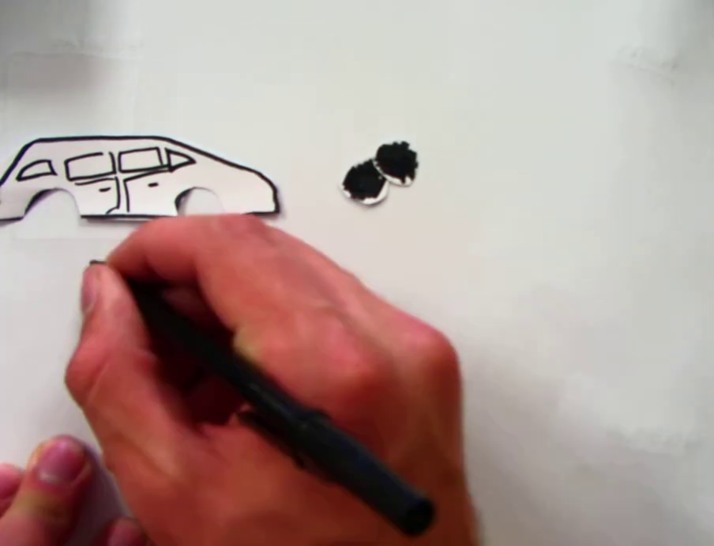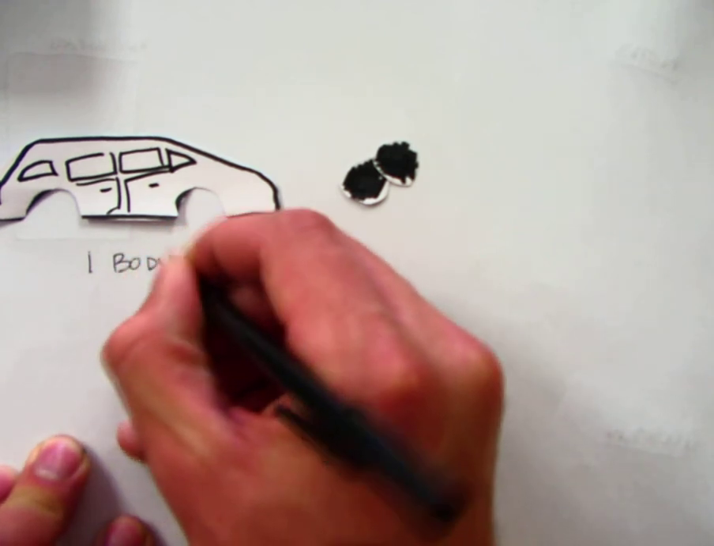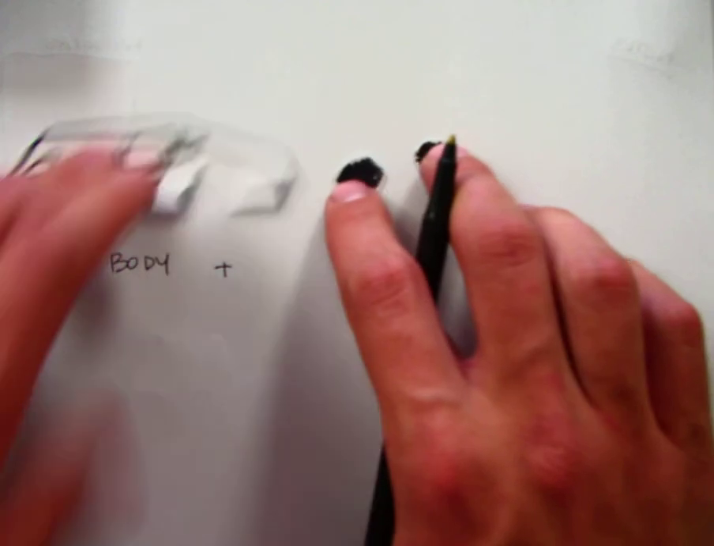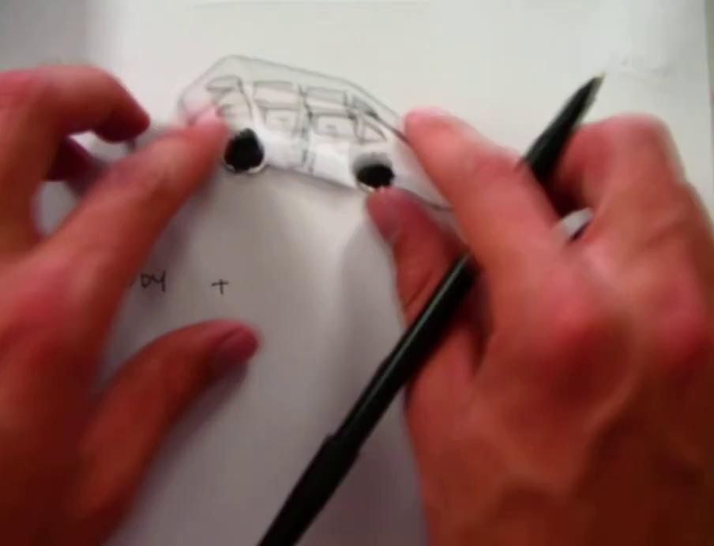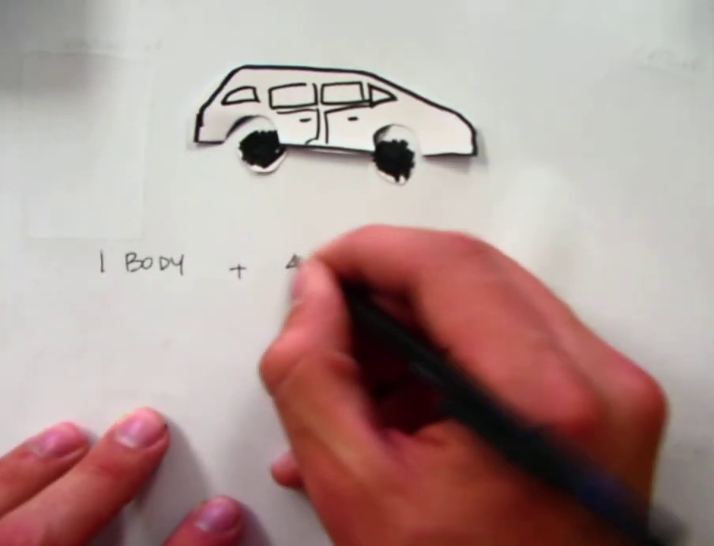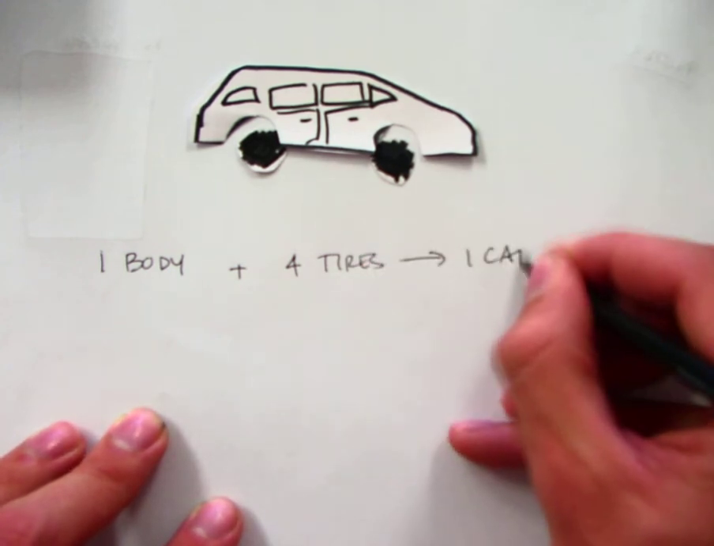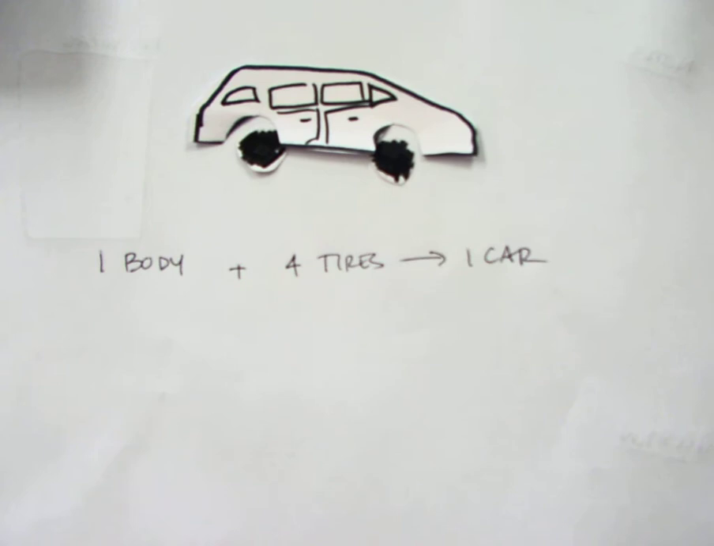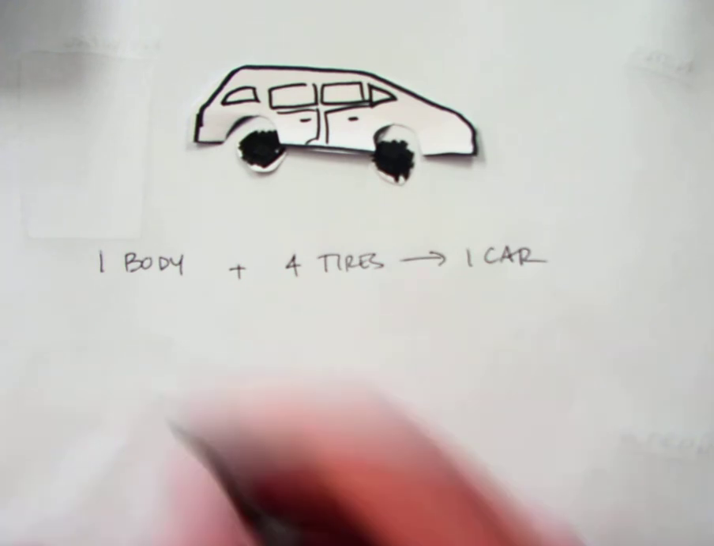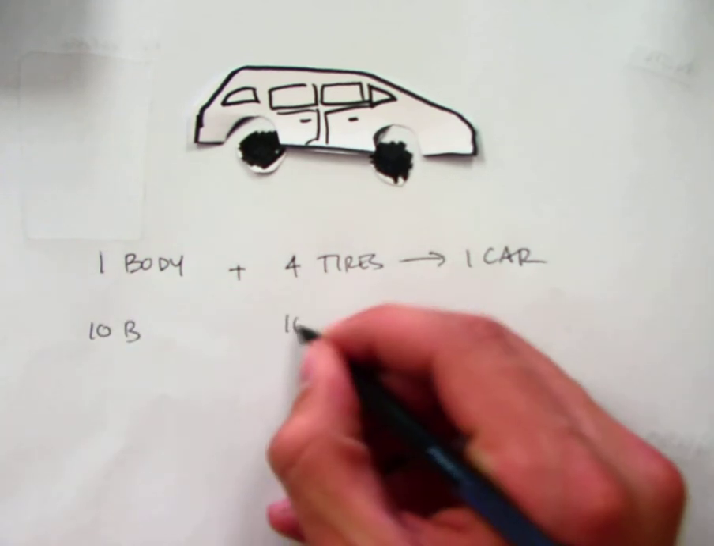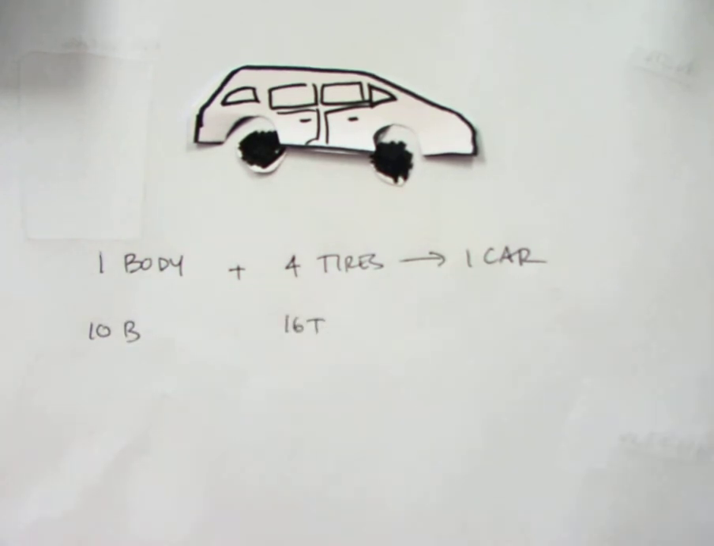So to do this, it takes one car body, and I know I only made two, but if you actually make a real car, we all know in 3D you have to have 4 tires in order to make one car. We can represent that as a chemical equation. Okay. So let's say you show up to work, you're at the assembly line, and you see that you have 10 bodies and you have 16 tires waiting for you to put together to make cars.